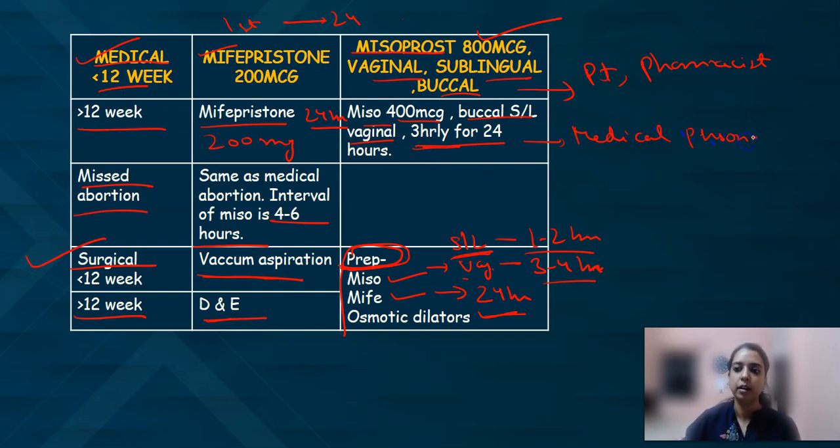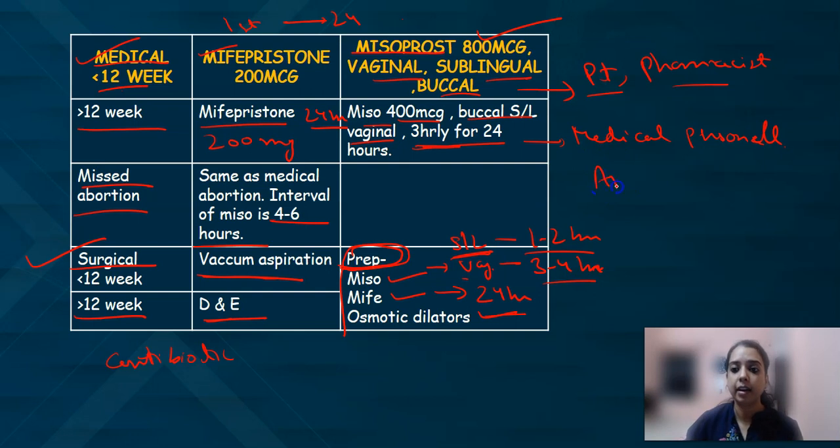Okay, so this is a new thing: if the patient does not want any medical personnel to interfere and she is less than 12 weeks, she can herself use these kits. A pharmacist can also advise. Another change was antibiotic prophylaxis: for all surgical abortions, less than 12 weeks or more than 12 weeks, you have to give a single dose of antibiotic. For all medical abortions, you do not need an antibiotic. So this was another thing.